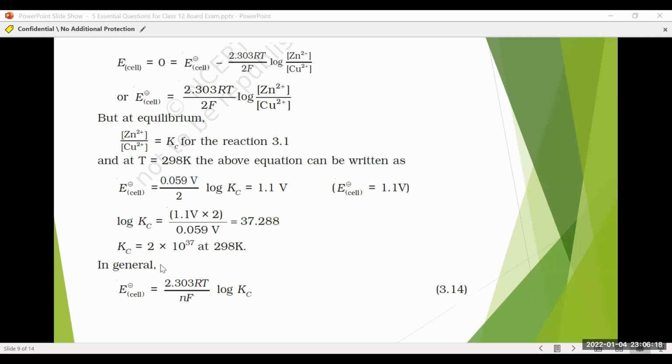So in general, our equation, once again, we are writing the same general equation, other than standard condition, E naught cell is equal to 2.303 RT upon nF log Kc. We should remember it for doing the sums of Kc and E naught cell.